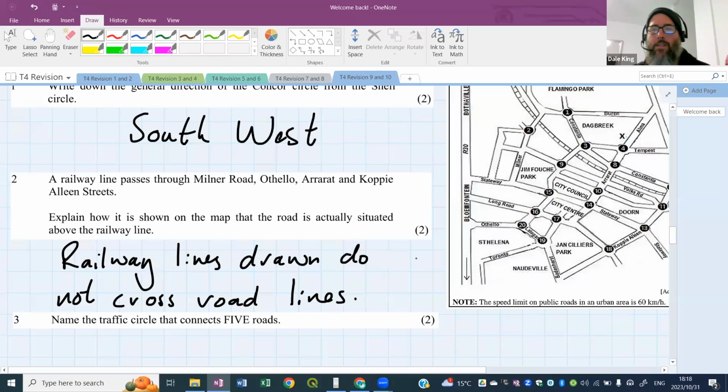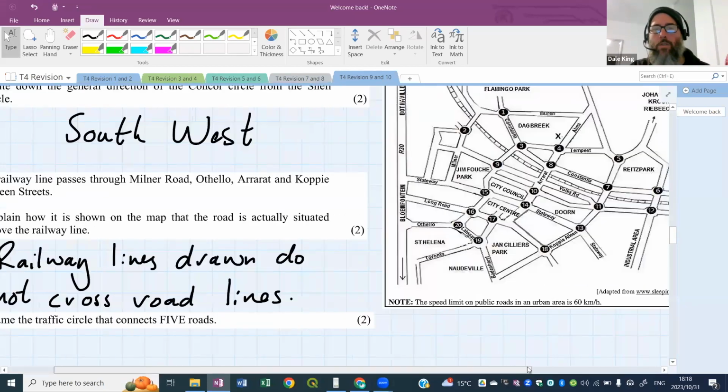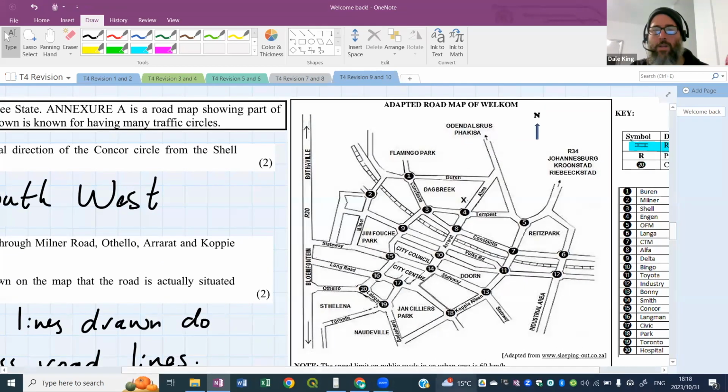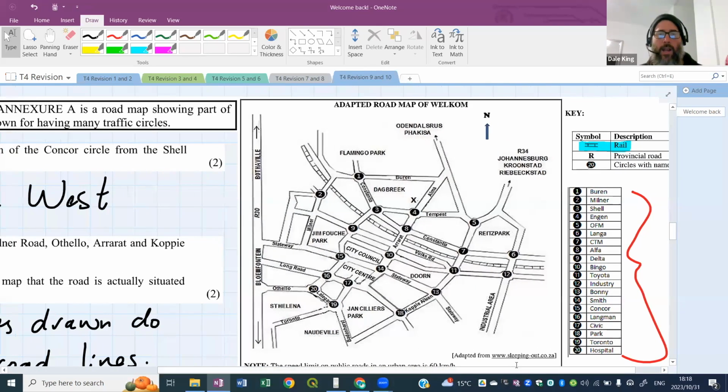Name the traffic circle that connects 5 roads. I don't know if you can see the names there on the right-hand side, those little numbers. Name the traffic circle that connects 5 roads. You can just say the number if you can see it, or the name. It's up to you. You can type it in chat. Which traffic circle connects 5 roads? Can you guys see?